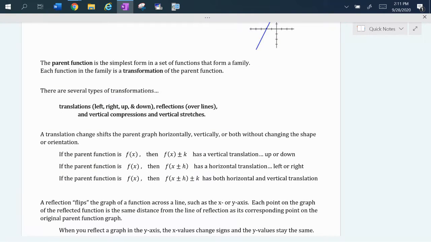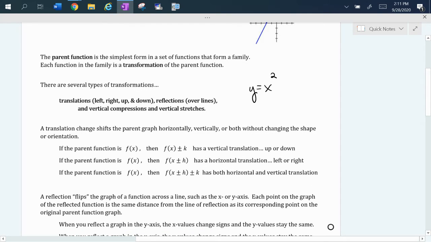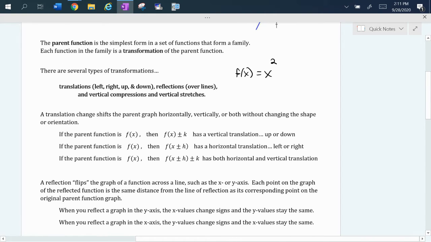So the parent function is the simplest form in a set of functions that form a family. And each function in the family is a transformation of the parent function. So we're going to look at y equals x squared, or f of x is equal to x squared. This is the parent function of our quadratic family of functions. We're going to look at how we translate this graph up and down, left and right, how we reflect it over either the x-axis or the y-axis, and how we stretch or compress this graph.